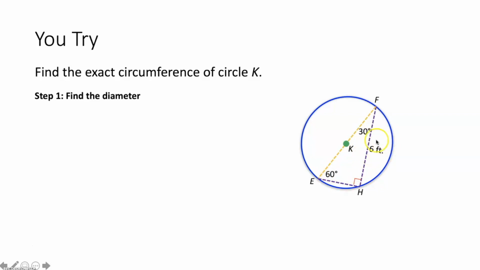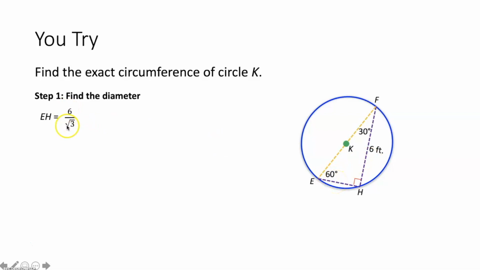That's 6 feet. So we need to use that in order to find the length of our shorter leg, because then we can take that measure, multiply it by 2, and that will give us our diameter. So how do we find the length of our short leg? Well, again, the short leg times rad 3 will get you the length of the longer leg, meaning the length of the longer leg divided by rad 3 should get you the length of the shorter leg.